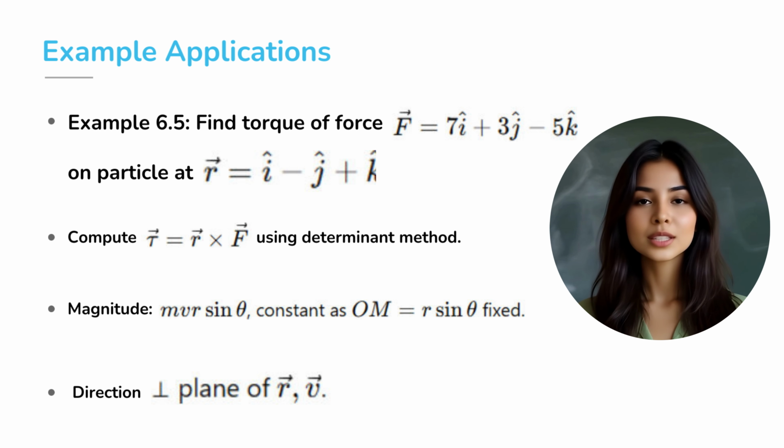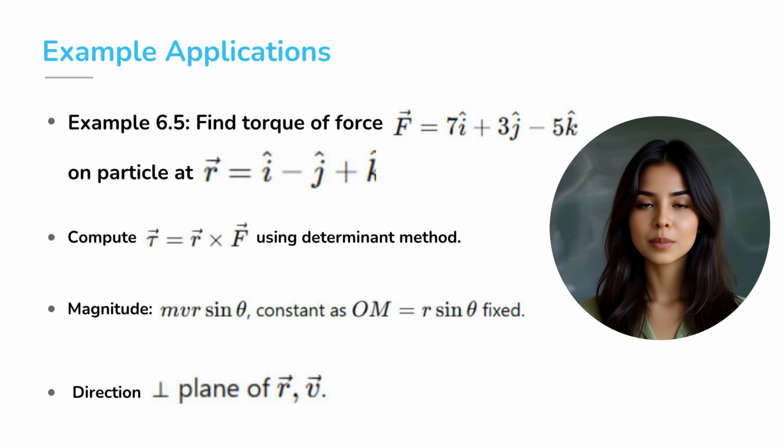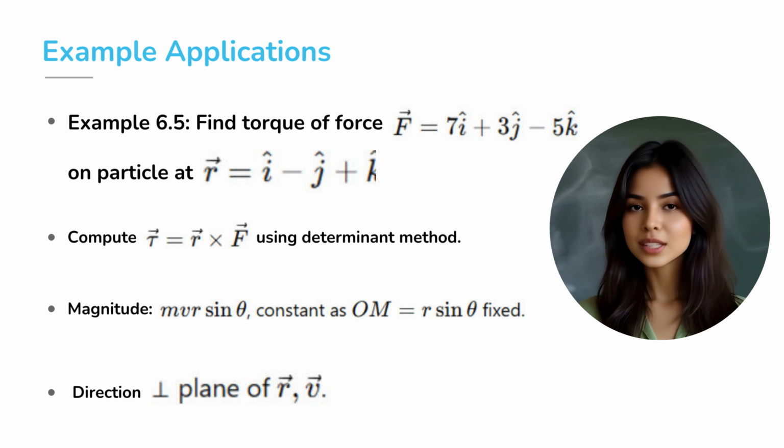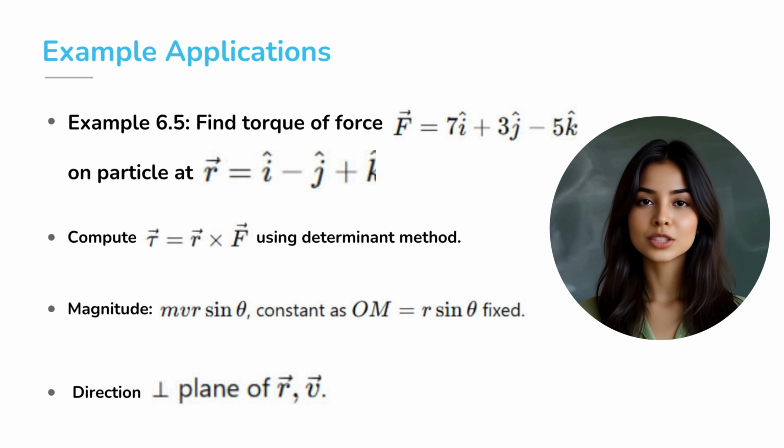Let's try some examples. Example 6.5. A particle at r equals i hat minus j hat plus k hat is acted on by a force F equals 7 i hat plus 3 j hat minus 5 k hat. Torque is r cross F.